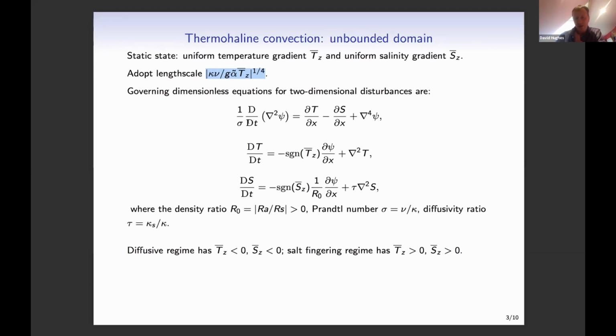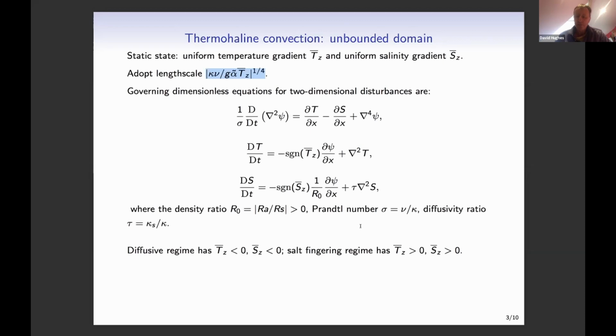So you have three equations. The top one is a vorticity equation, with temperature and salt perturbations. The second one is the temperature equation. The third one is the salt equation. The signs of the gradients, in the way we've done it, appear here, though there are various ways you can do it. There's a density ratio, R0, which is the ratio of Rayleigh numbers, if you like. There's a Prandtl number and there's a diffusivity ratio. As I said, I'm going to consider the diffusive regime, which has the gradients this way.